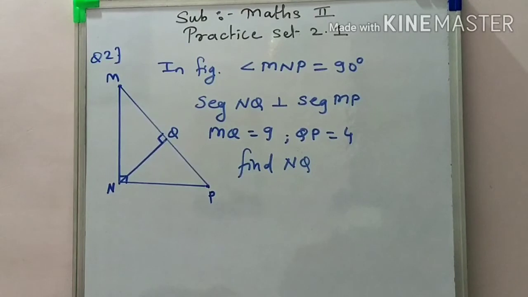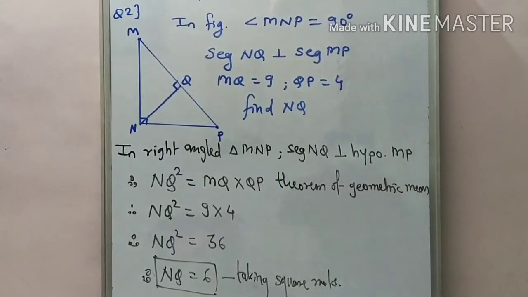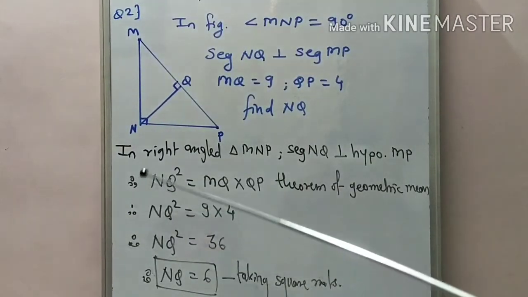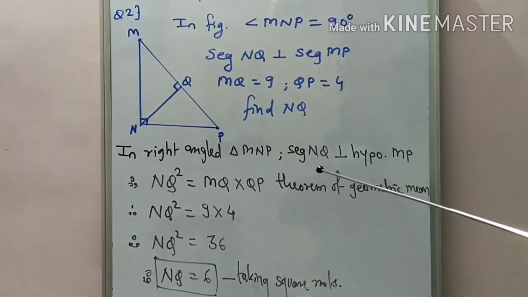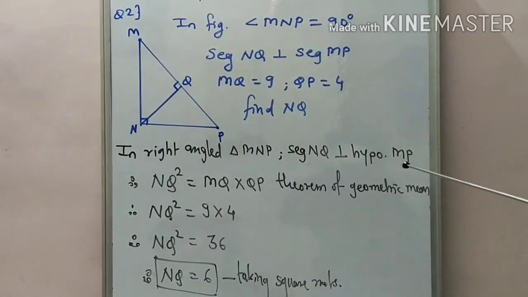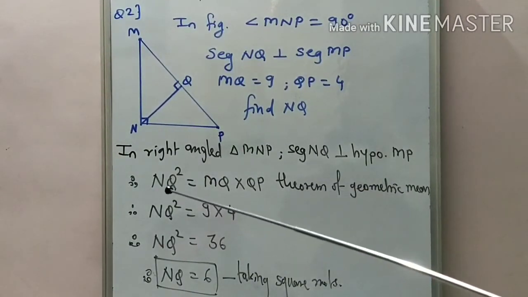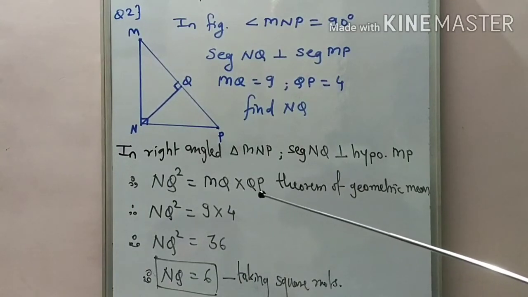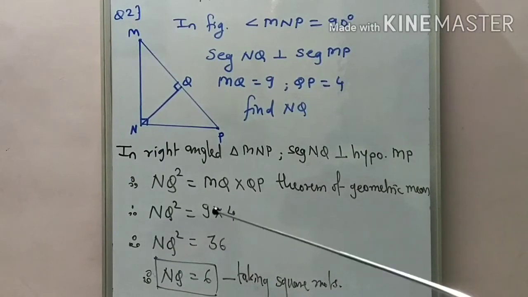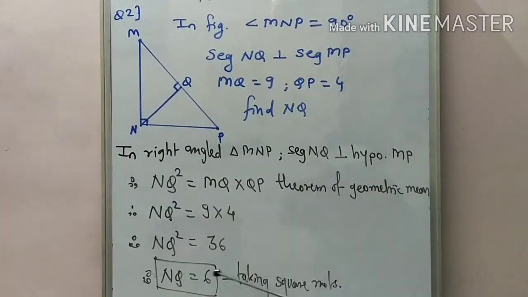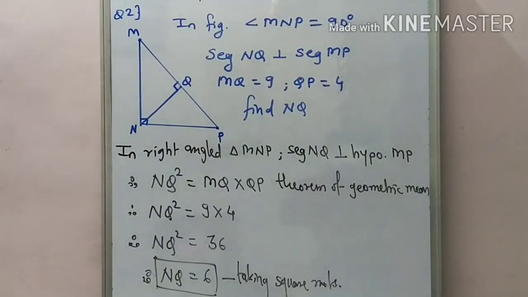Okay, so pay attention. Like this we solve this example. In right angle triangle MNP, segment NQ is perpendicular on the hypotenuse MP. Therefore, by the theorem of geometric mean, the property is NQ square equals MQ into QP, and MQ and QP are given as 9 and 4. So 9 into 4 is 36. To find NQ, we take square roots on both sides, and hence NQ is 6 units. Okay, so like this, a 2 mark example is asked in the exam.